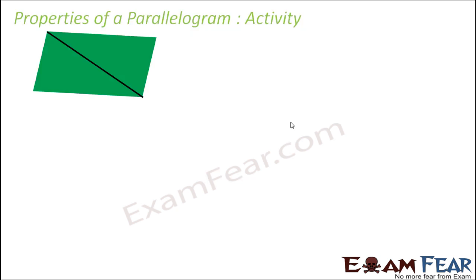So let's understand some properties of parallelogram and let's take some activity. The first property of the parallelogram, in fact the first property we already read, is that the sum of the angles of a parallelogram is 360 degrees. The second property of the parallelogram is the diagonal of the parallelogram divides it into two congruent triangles.